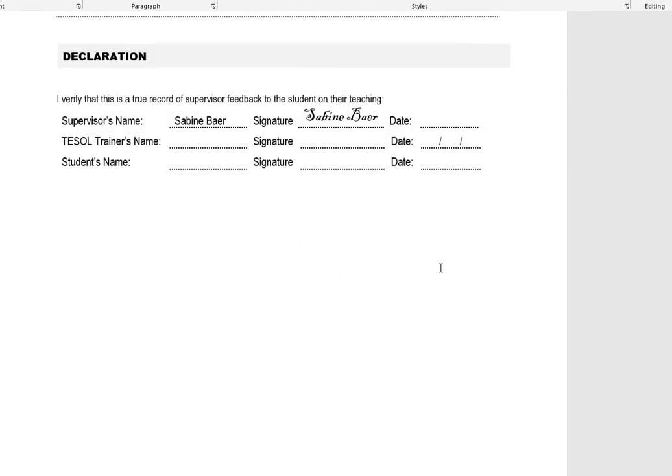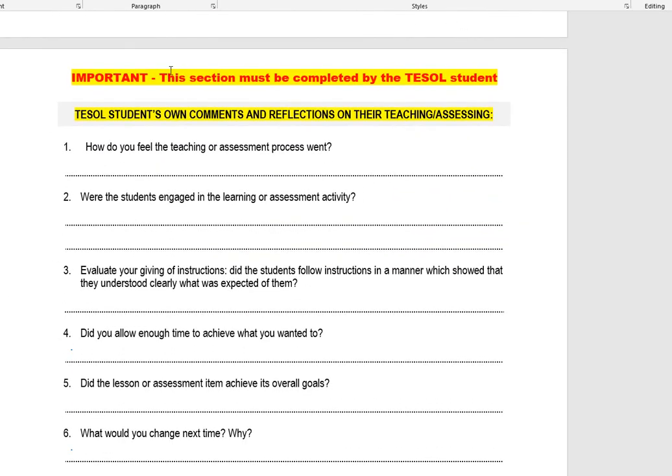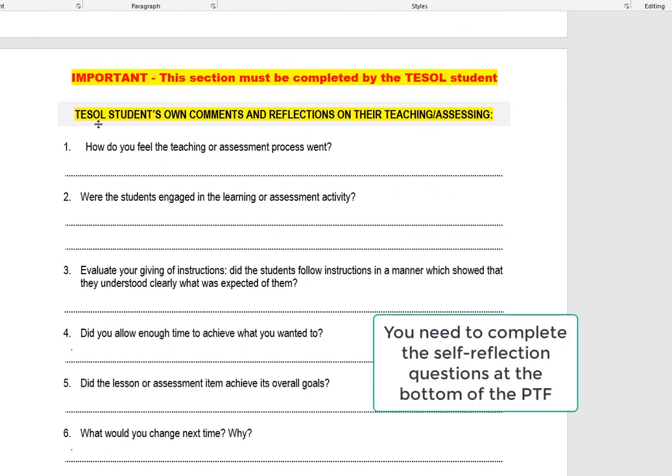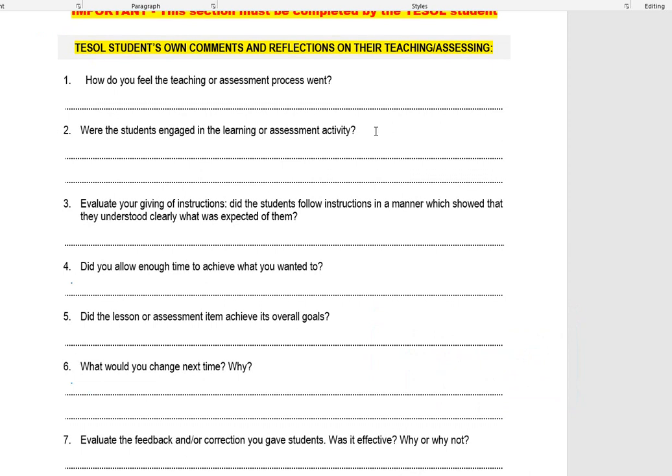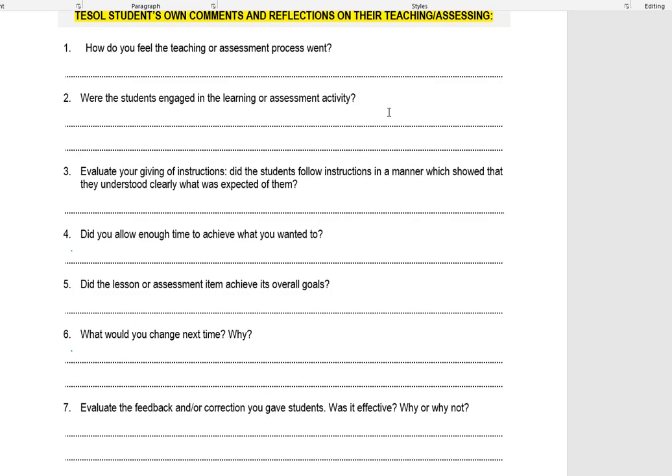Continue scrolling down to the bottom of the PTF form, please, and you will notice that there is a reflection section. And this section asks you to reflect or think about how your lesson played out. What went well? What could be improved? And this reflection process is very valuable for you, as it gives you an opportunity to really consider how you can improve your practice. The best time to complete this reflection is as soon after your lesson as possible. The sooner you complete this reflection, the more value you will get out of it.